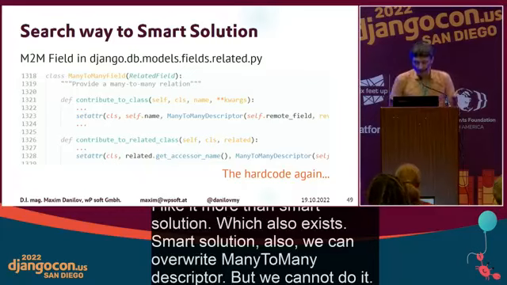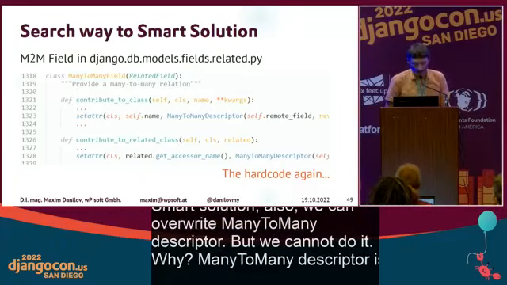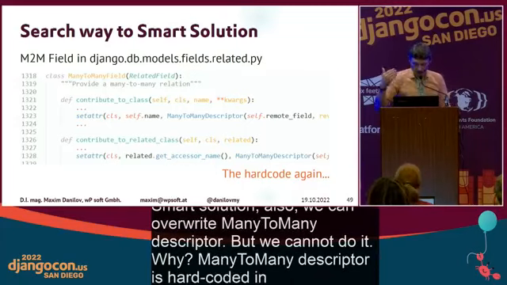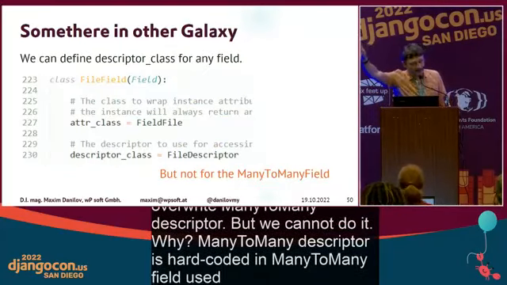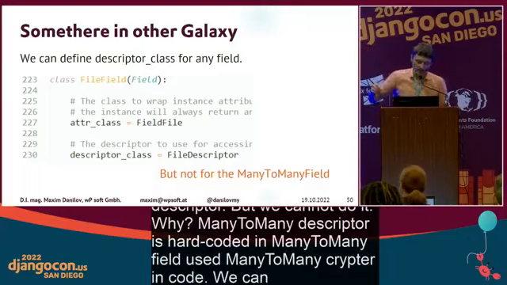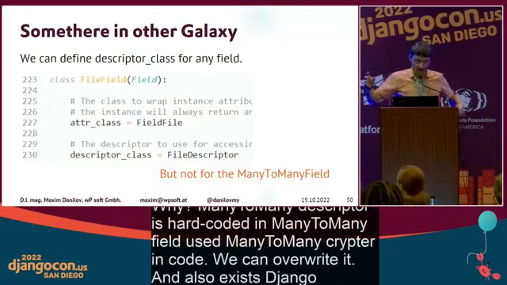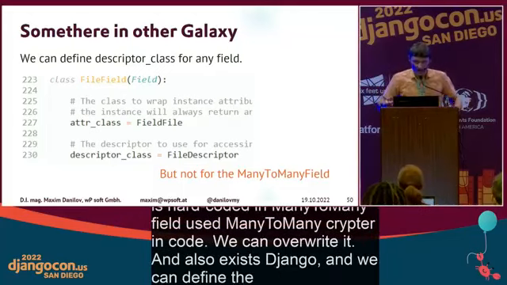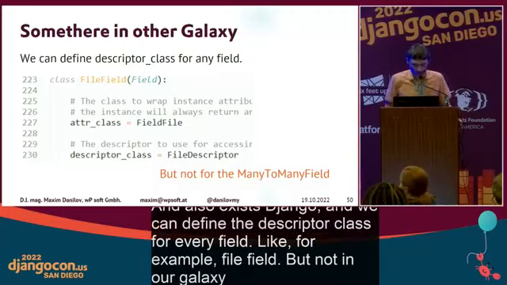The many-to-many descriptor is hard-coded in Django. Many-to-many field uses the many-to-many descriptor strictly in code. Somewhere in another galaxy there also exists a Django where we can define a descriptor class for every field, like, for example, file field, but not in our galaxy, and not for many-to-many field. And of course, we can change it.